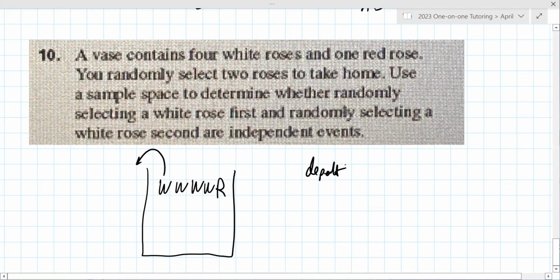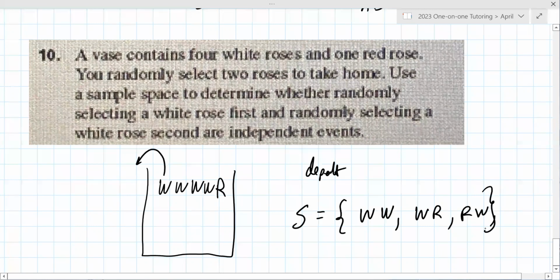The sample space here is you could take home a white and a white. You could take home a white and a red. You could take home a red and a white. And that's it. Now, since you're taking them both home, the second two are actually overlapping. You don't really care what the order is. You don't care that the first one was white and the second one was red. But again, in this problem, because taking one out impacts the selection of the second, they are dependent events.